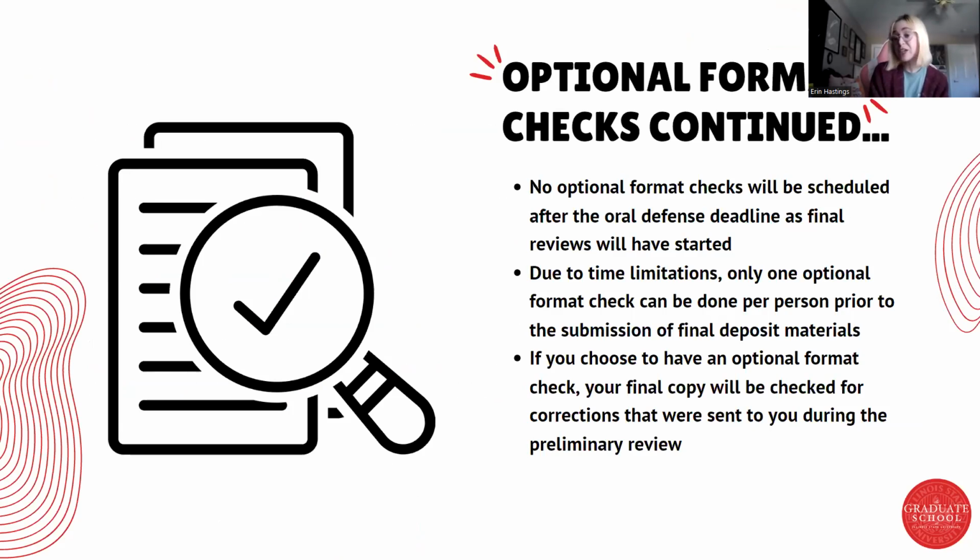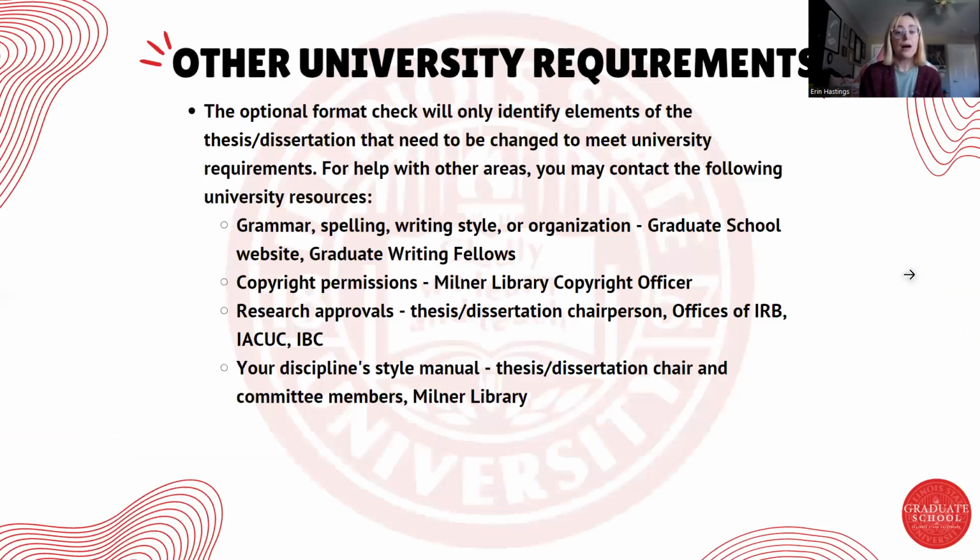Due to time limitations, only one optional format check can be done per person prior to the submission of final deposit materials. If you choose to have an optional format check, your final copy will be checked for the corrections that are sent to you during the preliminary review. The optional format check will only identify elements of the thesis or dissertation that need to be changed to meet university requirements. For help with other areas outside formatting, you may want to contact the following resources.